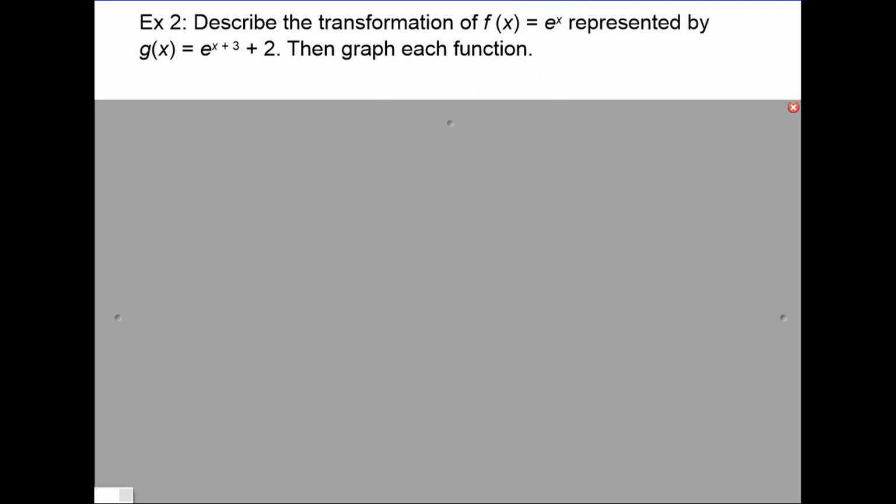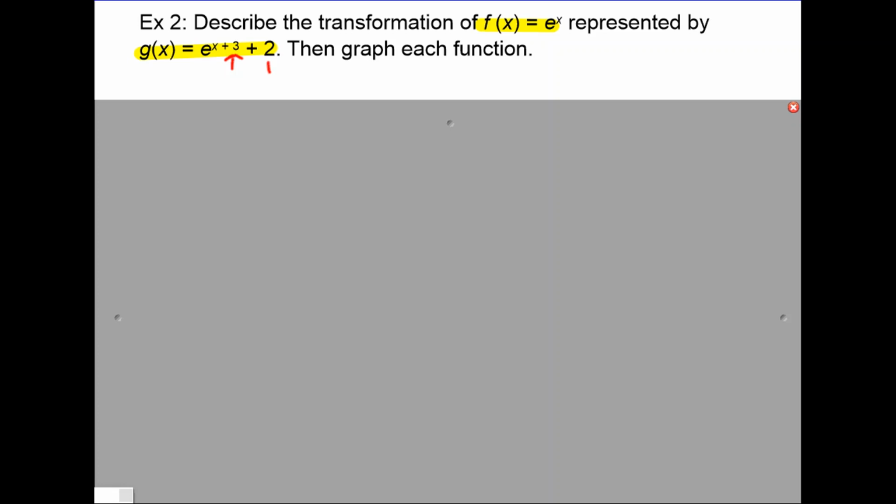So describe the transformation of f of x equals e to the x, represented by g of x equals e to the x plus 3, and then a plus 2 on the end. So if we're looking at that plus 3 right there, then we have a transformation with that.